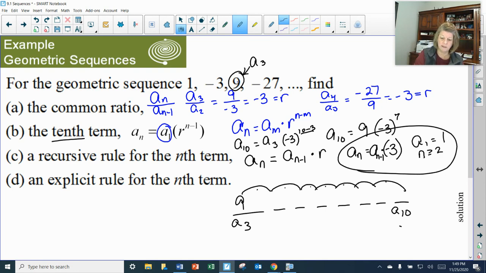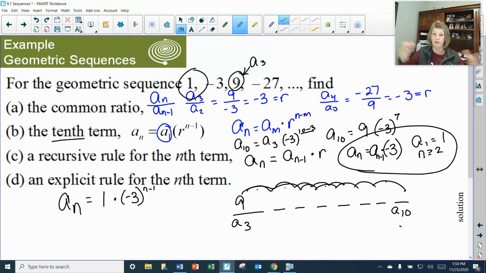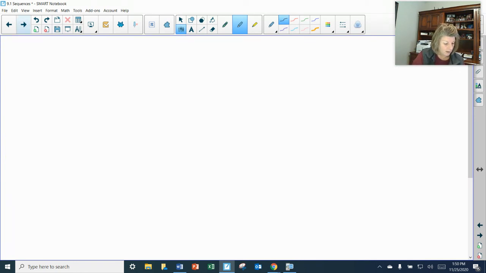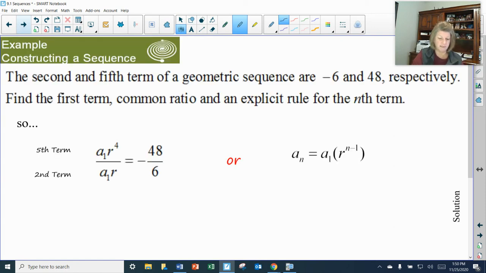To write an explicit rule for the a sub nth term, I would go a sub nth term is whatever I'm starting with. So I could start with this 1 times negative 3 to the n minus 1 power. And that would give me the number of jumps, right? Because there's one less interval than there are number of terms.